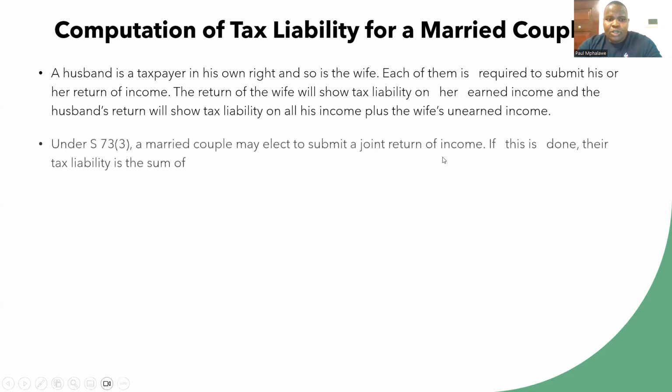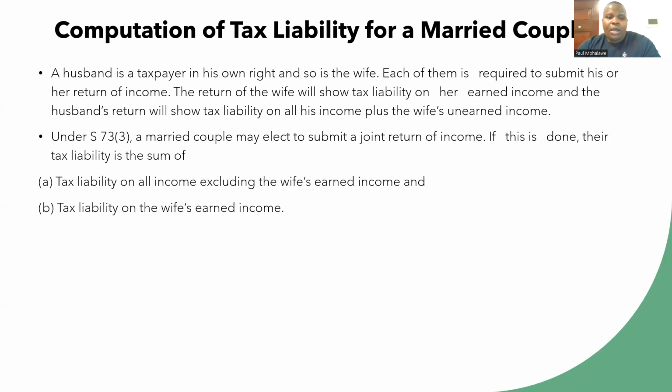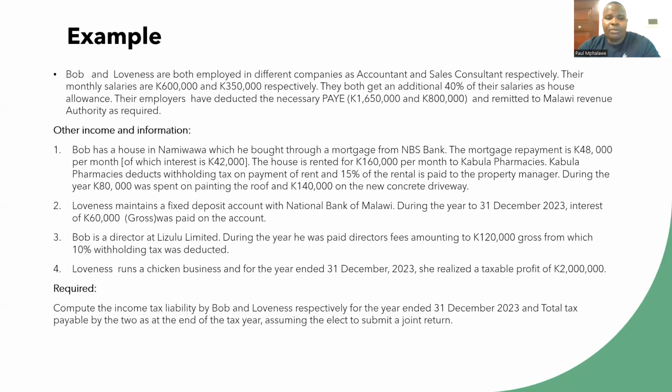Okay, so under section 73 subsection 3, a married couple may elect to submit a joint return of income, as we alluded earlier. If this is done, their tax liability then becomes the sum of the tax liability on income excluding the wife's earned income. Okay, remember there's earned income and unearned income. And tax liability on the wife's earned income.